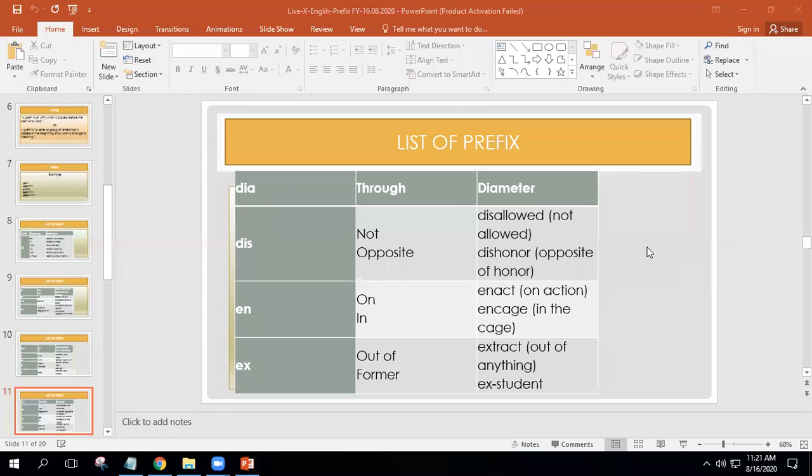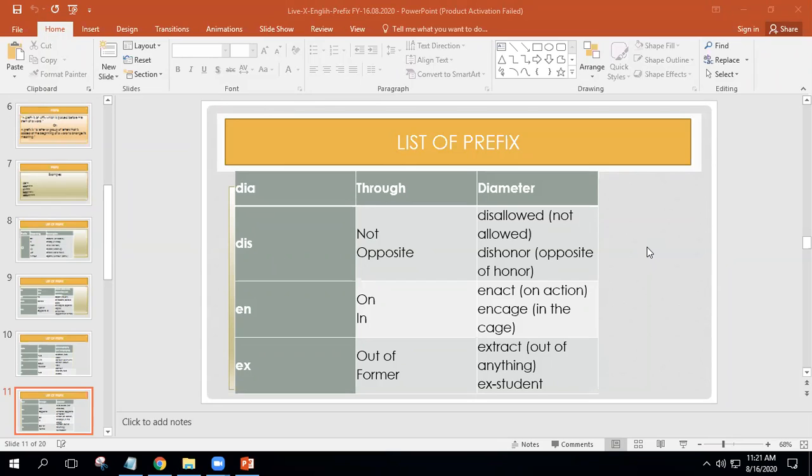Next, en. En means on or in. When you say enact, that means on action. That is, you enact something. And encage. Encage means in cage or inside the cage.